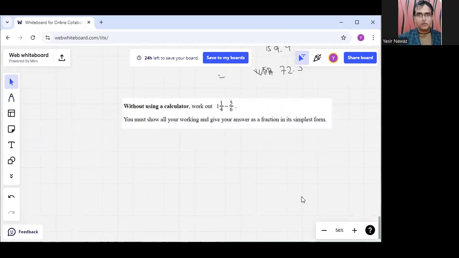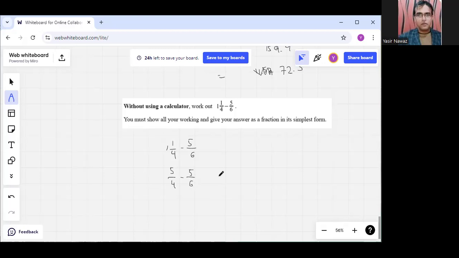without using a calculator, work out 1 whole 1 by 4 minus 5 by 6. So that first one can be written as an improper fraction. The improper fraction can be obtained by multiplying 4 with 1, which is 4, then adding the numerator: 4 plus 1 is 5. So it's 5 by 4 minus 5 by 6.